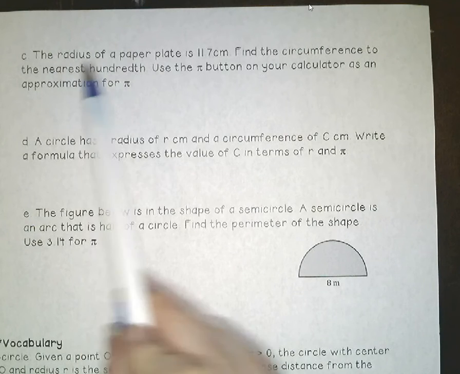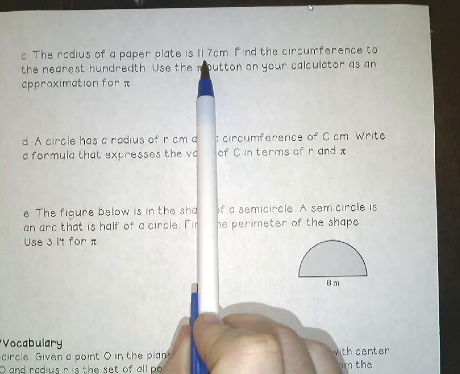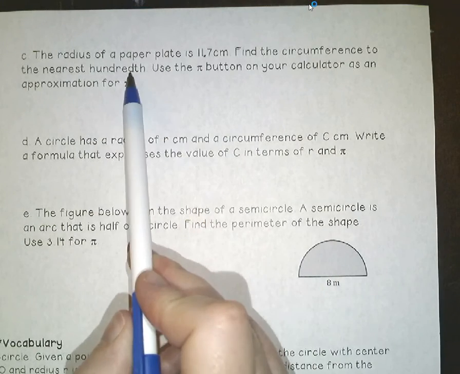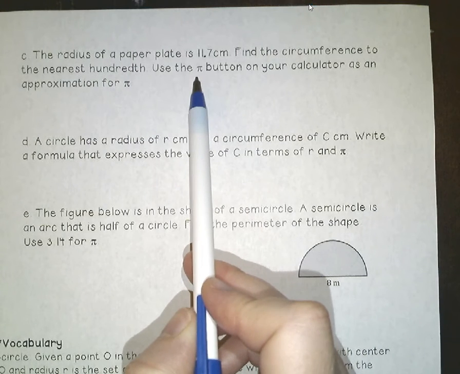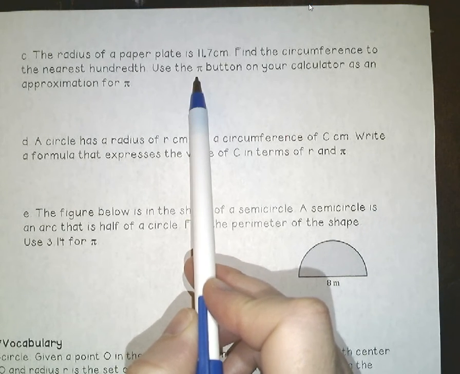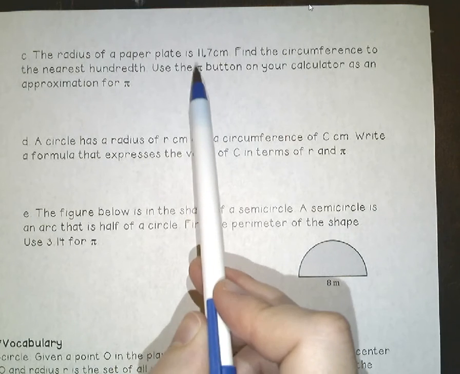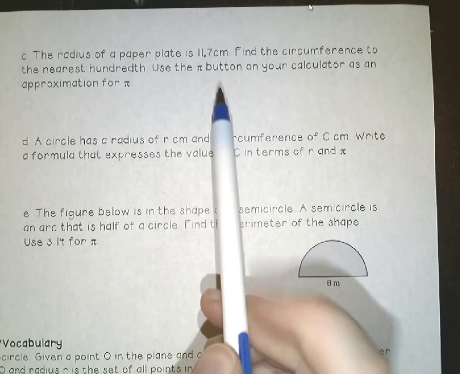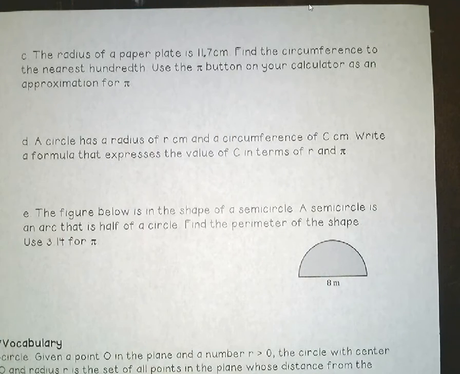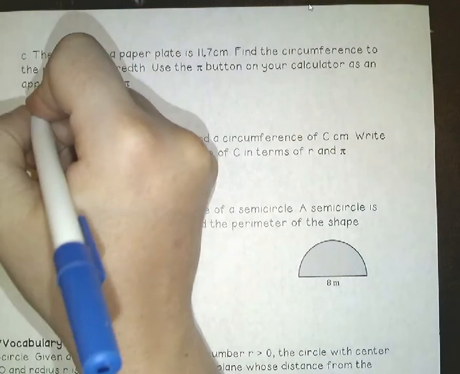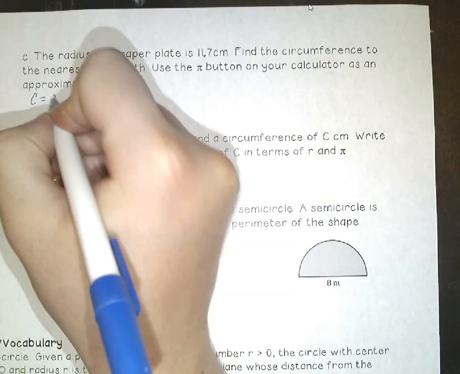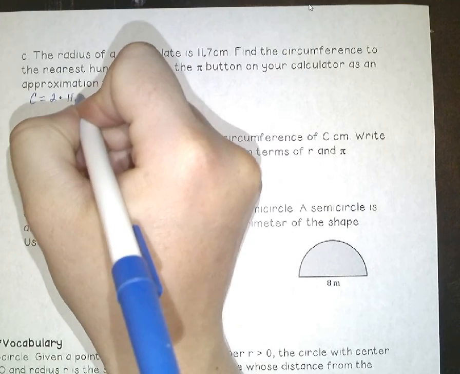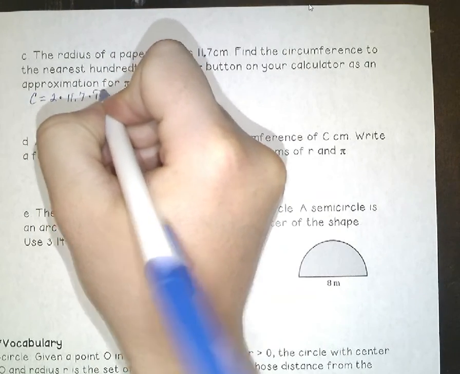Alright, so now we have the same radius of a paper plate, 11 and 7/10 centimeters. We need to find the circumference to the nearest hundredth, and we need to use the pi button on the calculator as the approximation for pi. This one is different because we're going to use the actual button on the calculator, so you will get a little bit different answer here. So circumference is 2 times 11 and 7/10 times pi on the calculator.